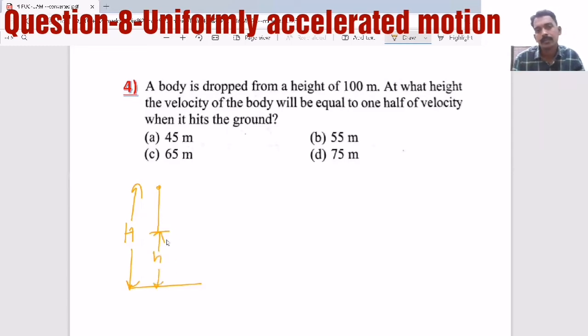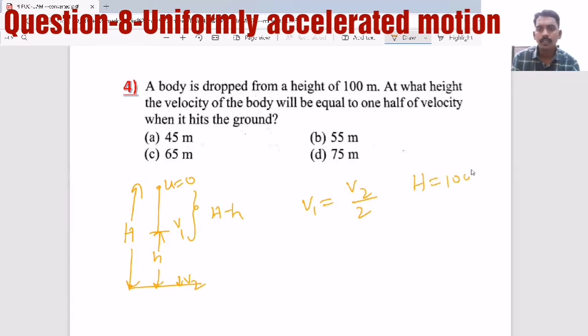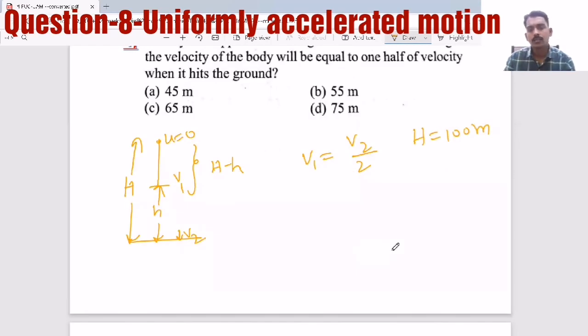Here at this point, the velocity of the body will be equal to 1 half. Here velocity v1 and here velocity v2. v1 is half of the velocity when it hits the ground, so v1 equal to v2 by 2. And it is dropping, so u equal to 0. Now this height will become H minus h. Capital H value they have given as 100 meter, and they are asking the small h value.